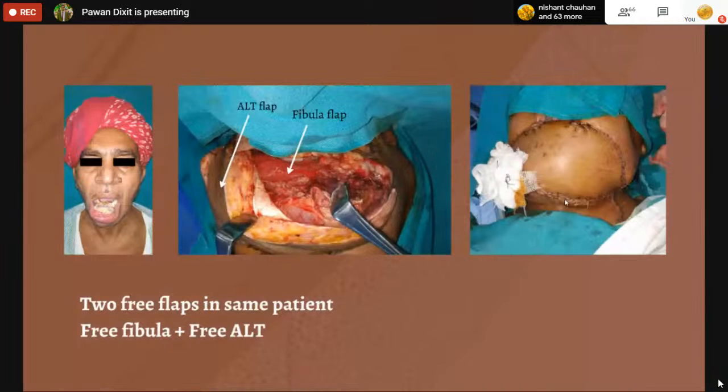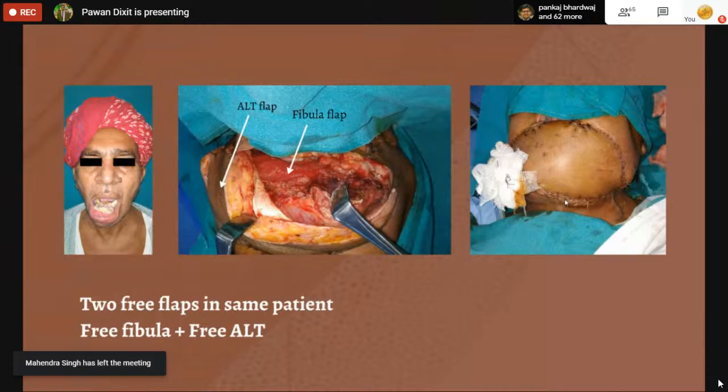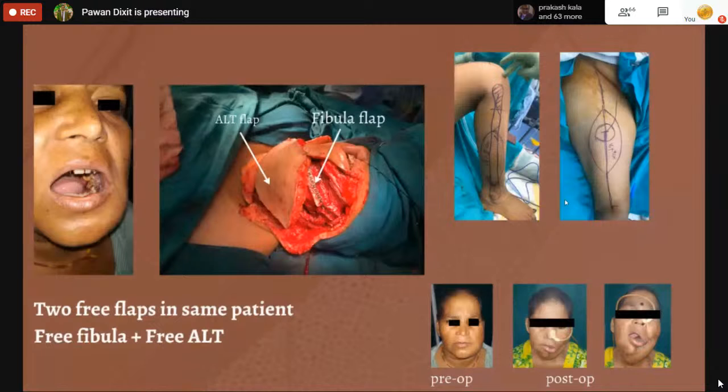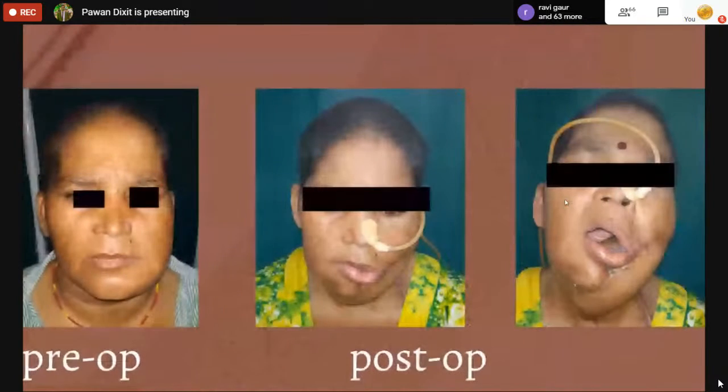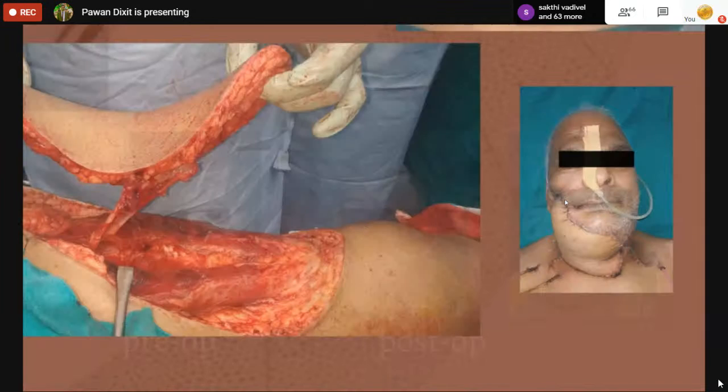This is a patient operated during these recent times, in which the defect was too large. There was malignancy of the central segment which involved the skin also. So 2 separate free flaps were done in the same patient, free fibula and free ALT, to cover this extensive defect. Another patient was operated recently, and 2 free flaps were done in the same patient, free fibula and free ALT. Post-operatively, the patient's oral competence and the cover of the defects are in satisfactory condition.